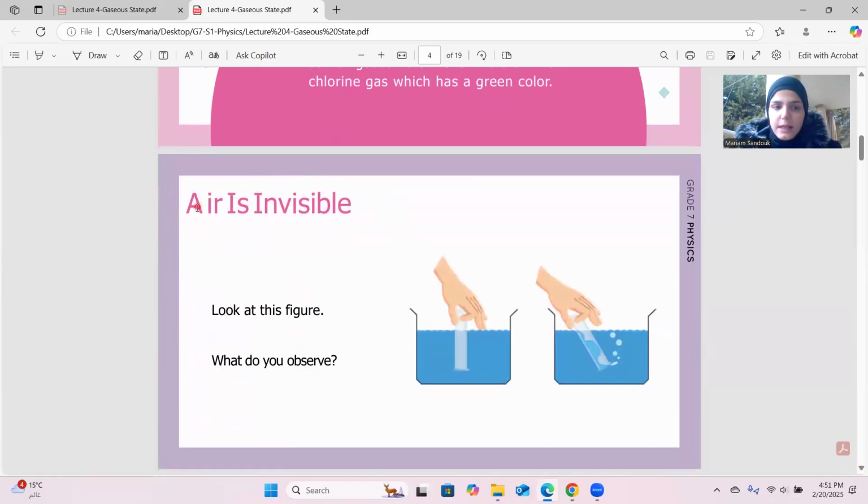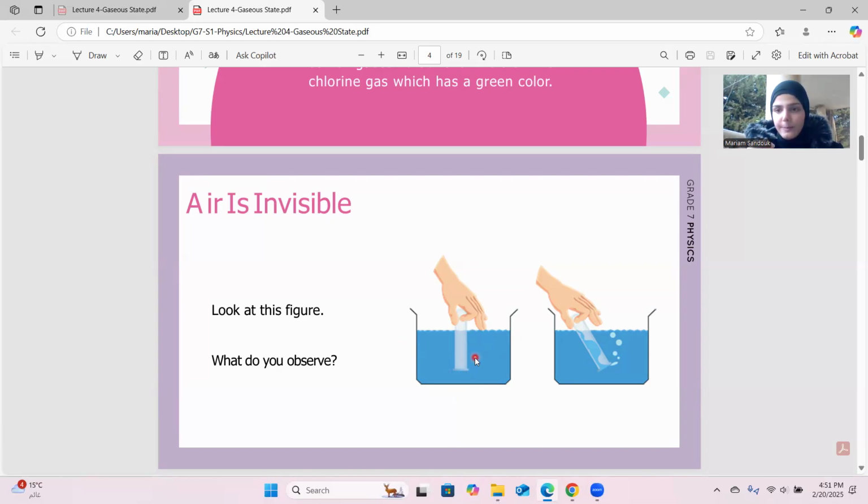Okay, this is an example about the invisibility of gases. So air is gas, the air surrounding us. So air is invisible. We cannot see it with our naked eyes. Let's do this experiment in order to verify that air is invisible. So look at this figure. What do you observe? We have a hand holding a beaker and it's dipped in a beaker filled with water. Okay?